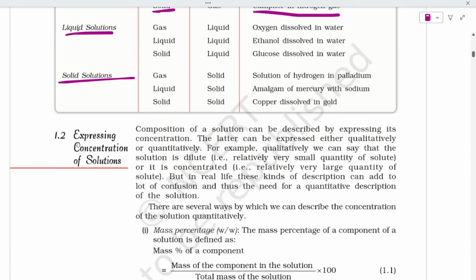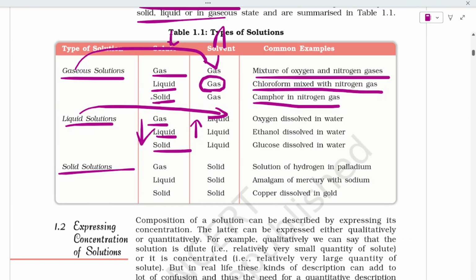Now for liquid solutions, with gas, liquid and solid solutes, the liquid is the solvent because it is present in more quantity, and the solute is present in less quantity. Oxygen dissolved in water is gas in liquid, where water is present in more quantity and gas in less quantity. Then ethanol in water and glucose in water. Glucose is a solid, and when you dissolve it, water is present in more quantity.